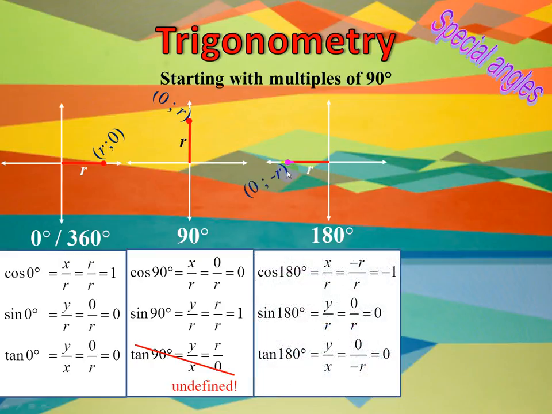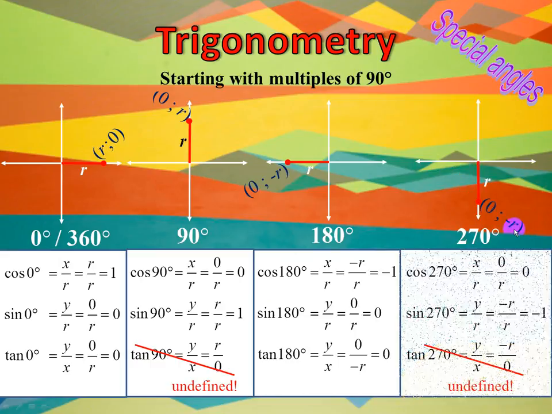Now, because it's on the left, we'll have negative r for the x value, so it's negative r, 0, put into the trig ratios, and there we are. 270 degrees, 0, negative r, so y is now negative r, put into the trig ratios. Once again, you cannot divide by 0 in order to find tan of 270.